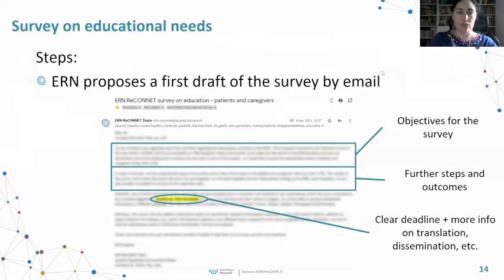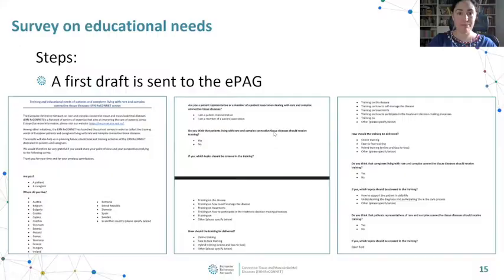So as I said, just here to show you concrete details on how we communicate and the important aspects to work fast and efficiently, you see here the email that was sent by the ERN, and these are the objectives of the survey, the further steps and outcomes that might come from this survey, a clear deadline that you see here highlighted and very clear so that everyone knows what we're looking forward to, plus more information on what's going to happen on translation and dissemination once we publish the survey.